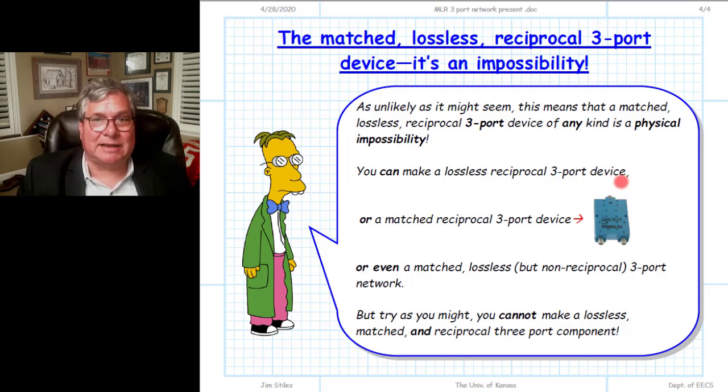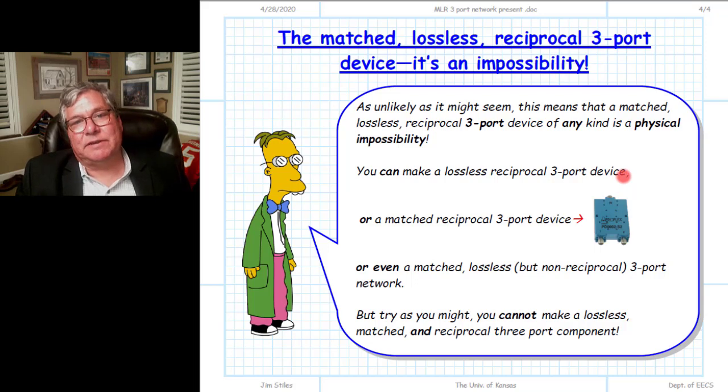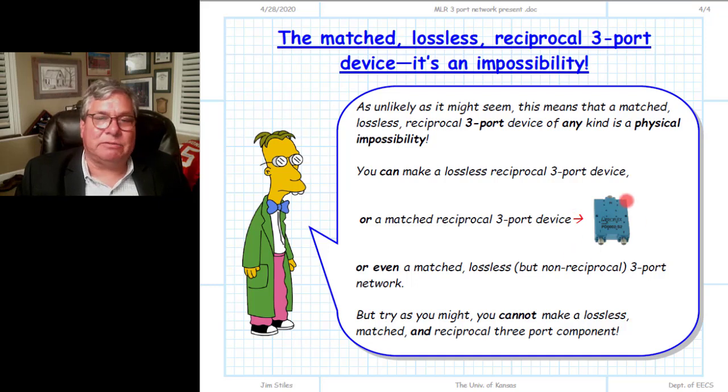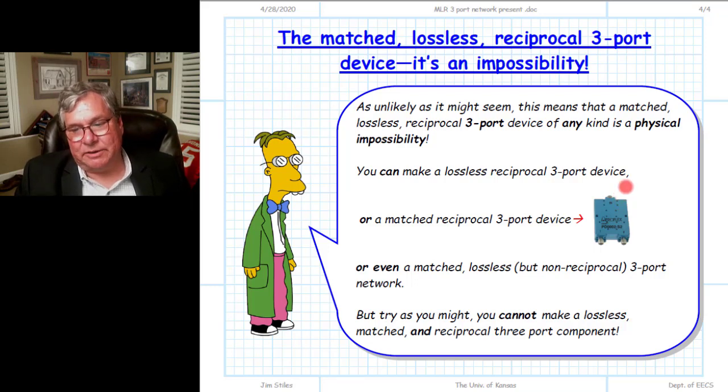So I think this is kind of fascinating that we can prove that nothing like this exists by mathematical means, given that we understand the physical ramification of the mathematical artifacts of our scattering matrix. Oftentimes students have a hard time buying this. They think surely there must be some device that would be all three of these things. They make the argument that we can't prove a negative, so you can't say that there is no such thing. But in this case, we can prove a negative. We can show mathematically that there is no such thing as a matched, lossless, reciprocal 3-port device.